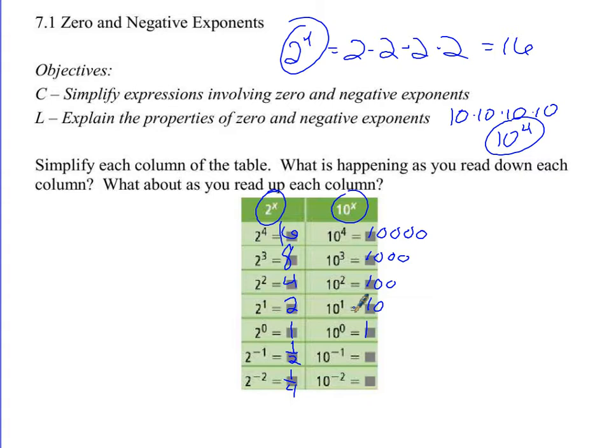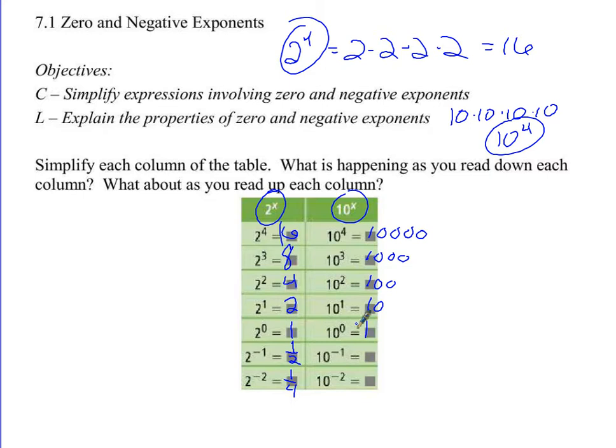What's happening to that number? It's being what? I'm not subtracting. How would I go from 10,000 to 1,000? Divide by 10. How would I go from 1,000 to 100? Divide by 10. How would I go from 10 to 1? Divide by 10. So the pattern here is divide by 10 each time.